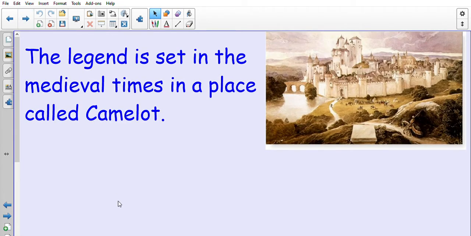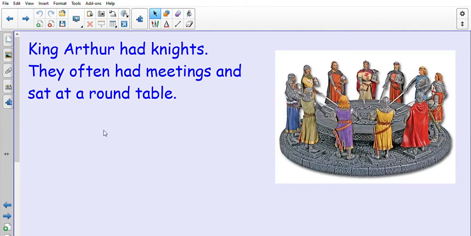The legend is set in the medieval times in a place called Camelot, and some people think this is what Camelot looked like. King Arthur had knights. They often had meetings and sat around a round table. This is something like what the knights and the round table might have looked like.